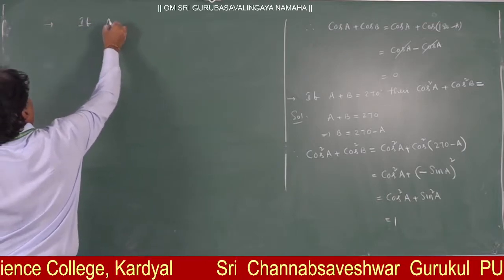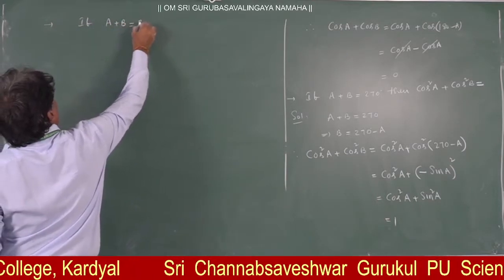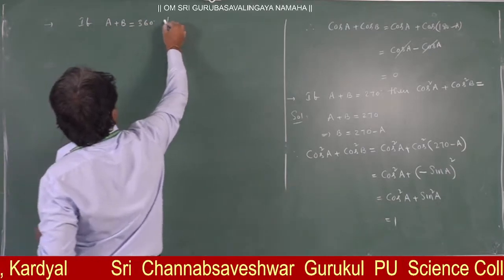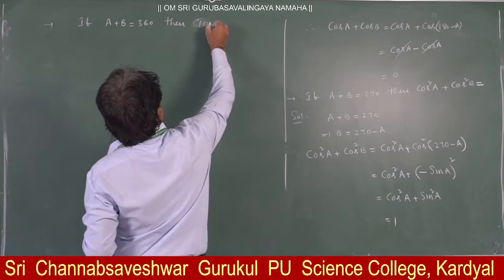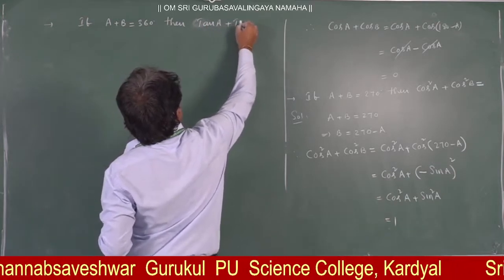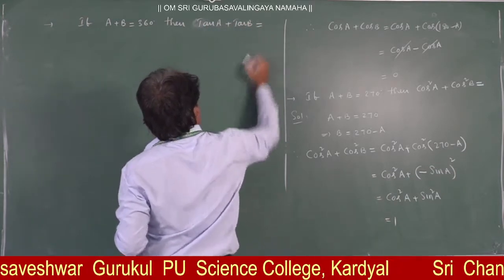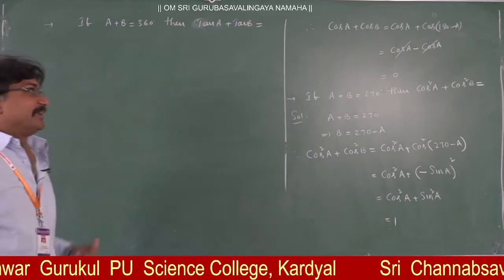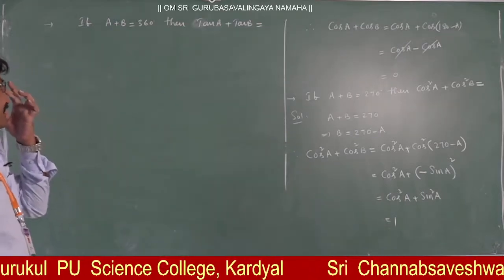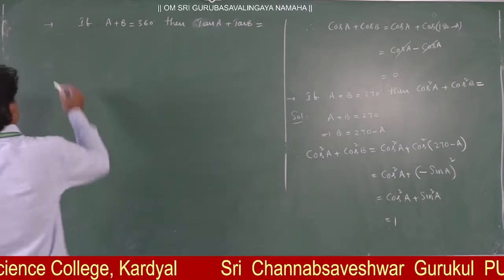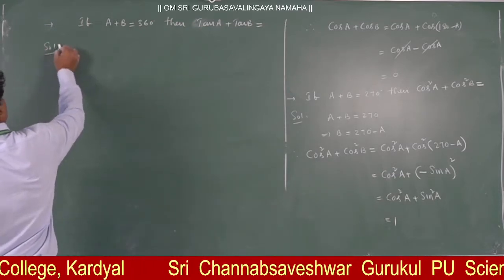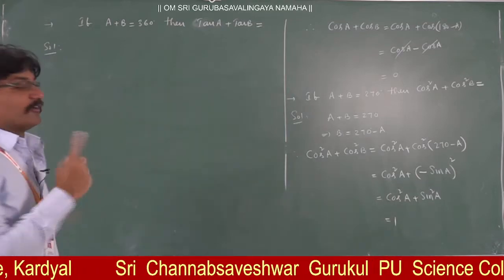One more problem depending on that combination. If a plus b is equal to 360 degrees, then tan a plus tan b is equal to. That is our question. Solution. This is in terms of summation.